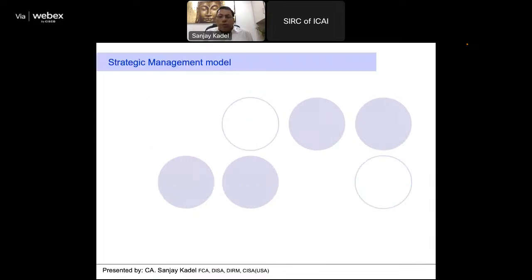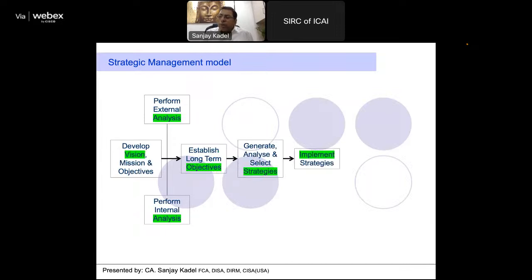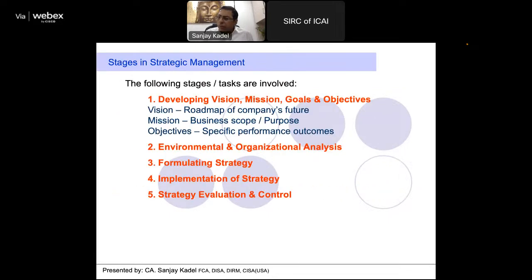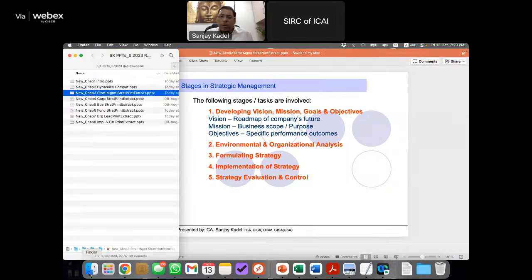Then the strategic management model, there is nothing new. You start with developing vision, mission, and objectives. You perform external analysis and internal analysis. Then you establish or set long-term objectives. Then you may very well be aware and you will be able to recall what is going to come next. Generate and analyze strategies, which is equivalent to crafting strategies. Then implementing strategies. Then evaluation and control. This is exactly what we have already learned in the definition of strategic management. Stages in strategic management are also the same thing. So this brings us to the end of chapter number 3.